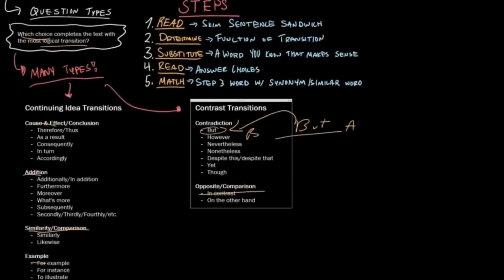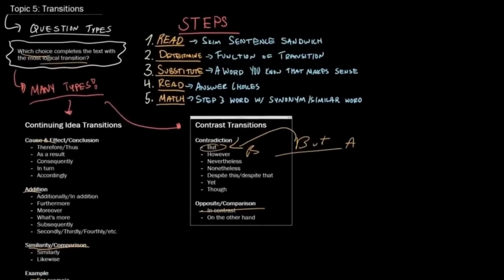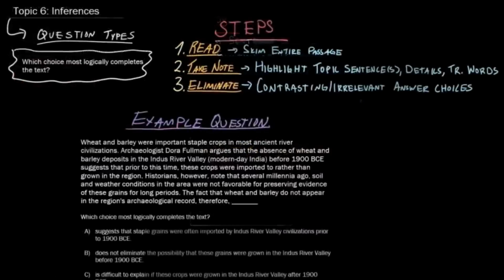And that's your 5-step plan for figuring out what's the most logical transition. That is question type number 5. Alright, and now we are on topic 6, inferences.